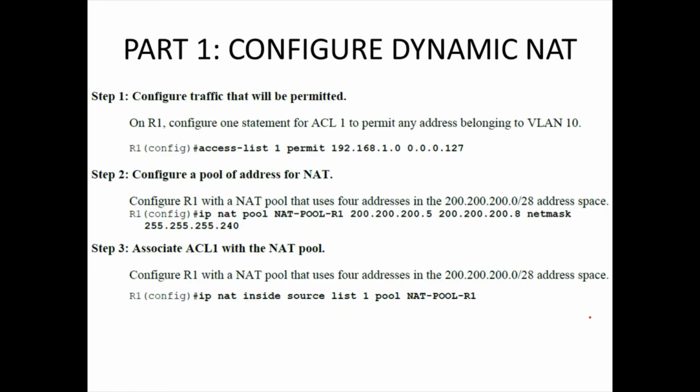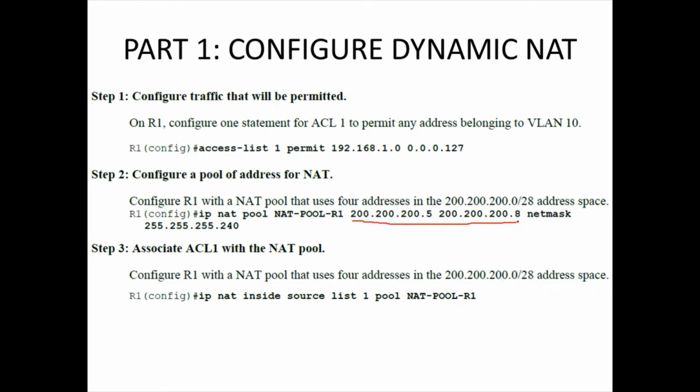So now, the first part is how can we configure dynamic NAT? Basically, we need to understand that dynamic NAT does the mapping of local address to global address dynamically. What I meant by that statement is the router will dynamically pick an address from the global address pool. In this case, the global address pool is from 200.200.200.5 until 200.200.200.8. So basically, it will pick whatever IP address is available in the pool.